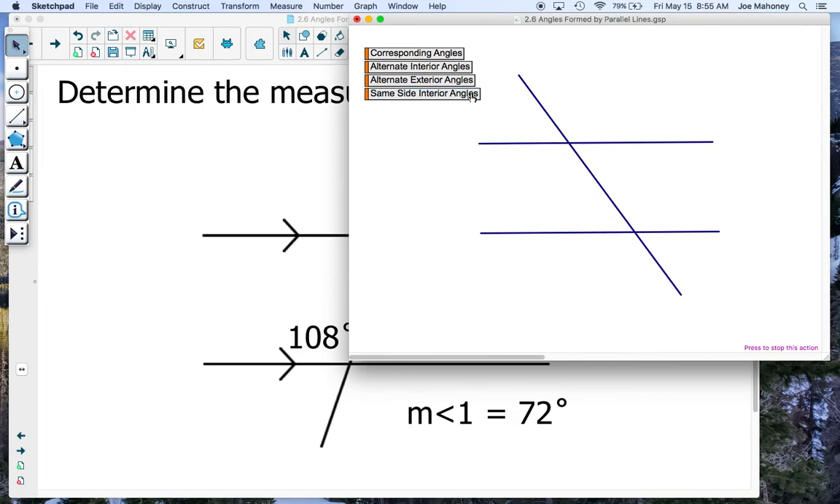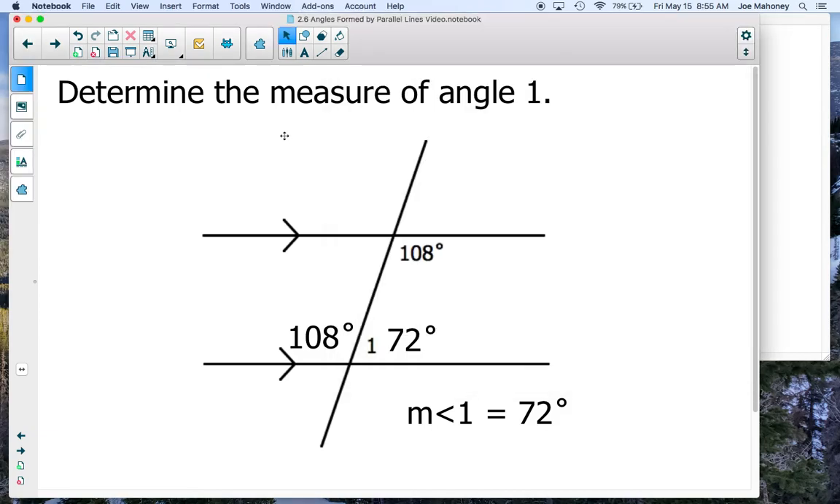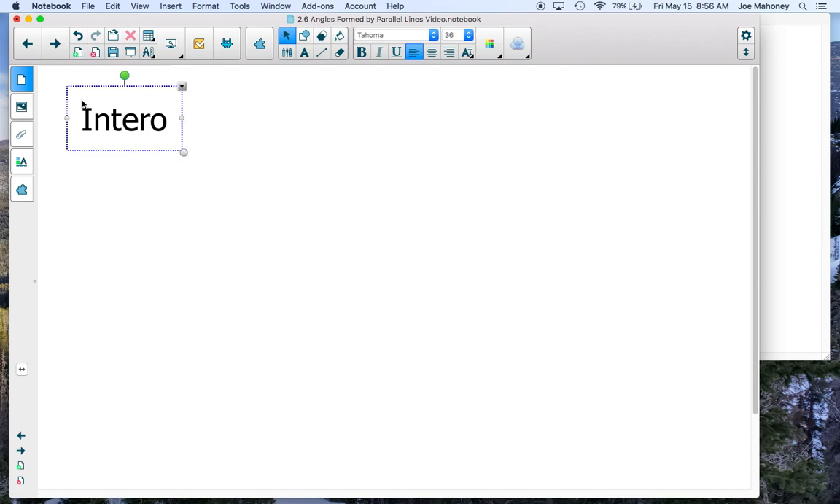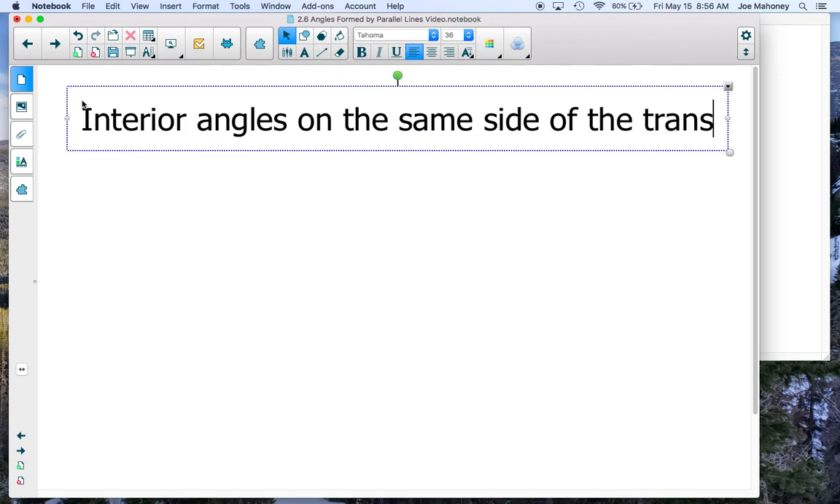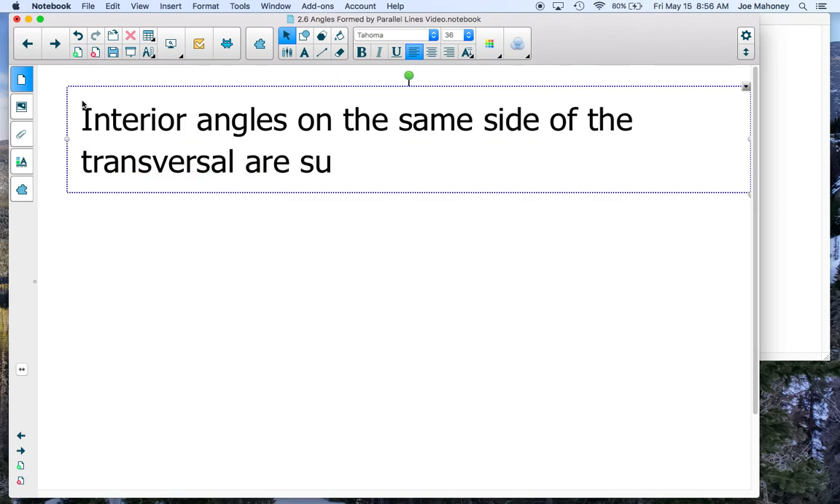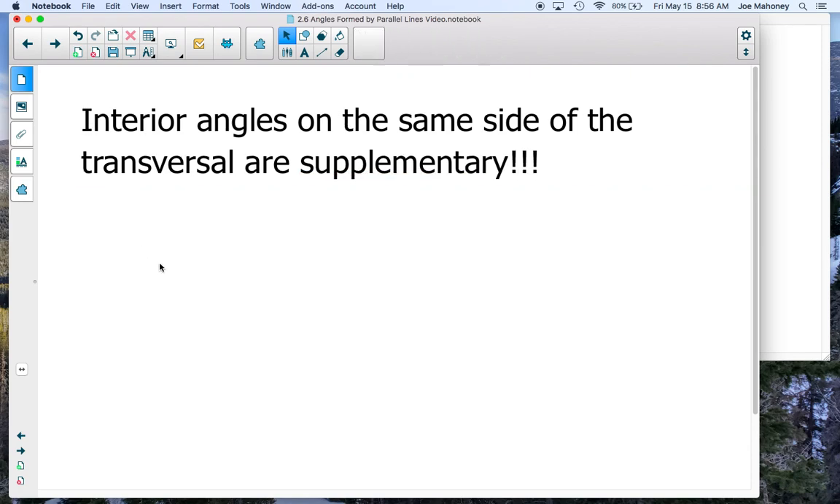If you want to add that as a conjecture, interior angles on the same side of the transversal are supplementary. Sounds good. Interior angles on the same side of the transversal are supplementary. Yay, we like that. So friends, that concludes our lesson today on angles formed by parallel lines. I hope you had some fun.